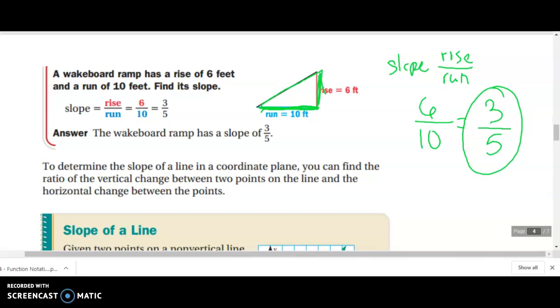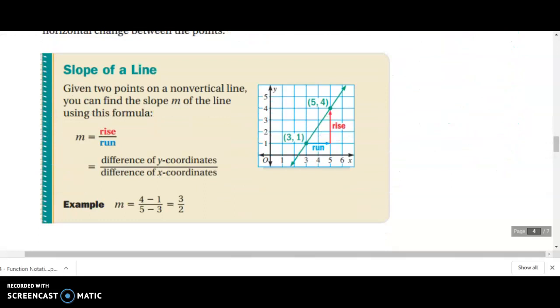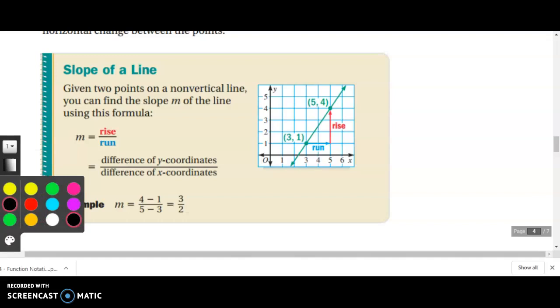To determine the slope of a line in a coordinate plane, you can find the ratio of the vertical change between 2 points on the line and the horizontal change between 2 points. So here we have the point (3, 1) and (5, 4). I don't like how they wrote it in that order, because we're going to do rise over run. So why did they do run over rise? Why did they do the run first? I don't know, okay? But if I'm going from this point to this point, I'm going to go up 1, 2, 3.